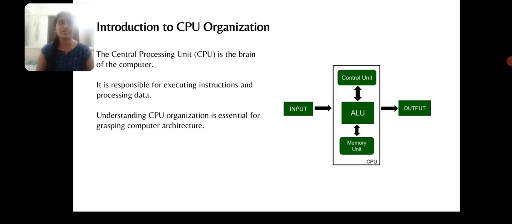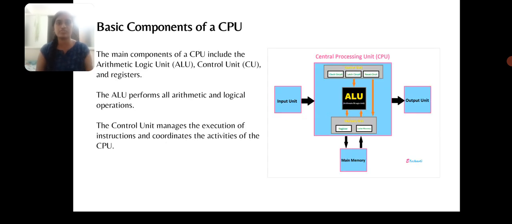Here you can see the structure of the CPU organization, where the ALU goes to the control unit and memory unit. With that, first we give the input, then the ALU goes to the control unit and the memory unit. With that, it will give the output.